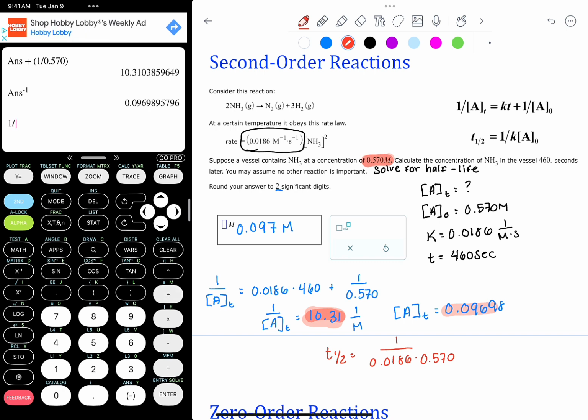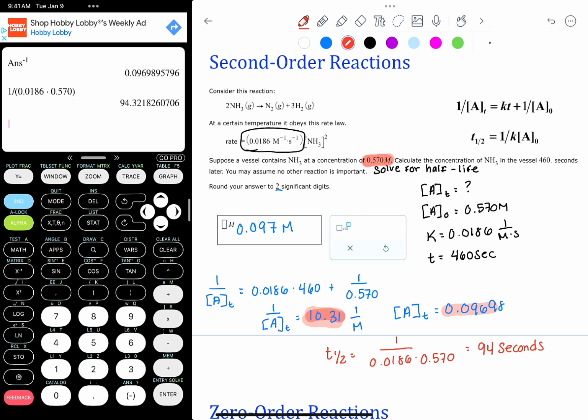1 over, I'm going to utilize my parentheses, 0.0186 times 0.570. And we get a half-life of 94 seconds.